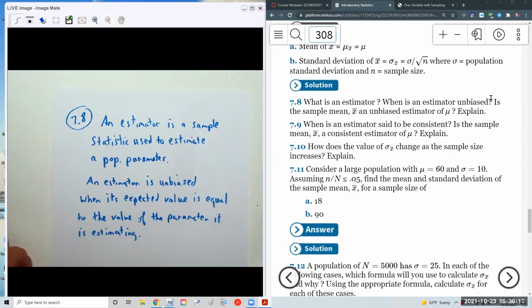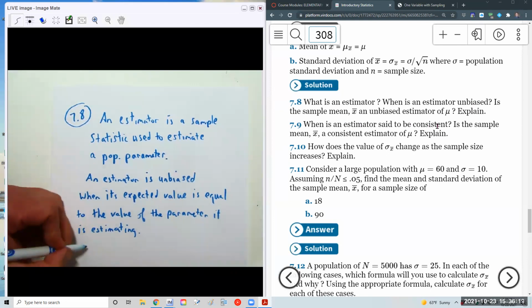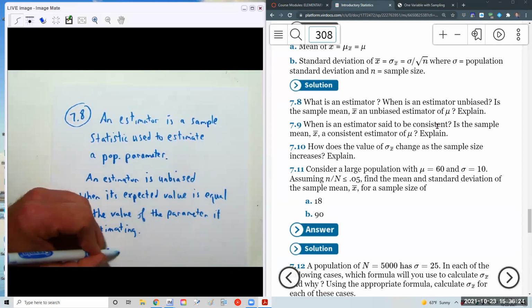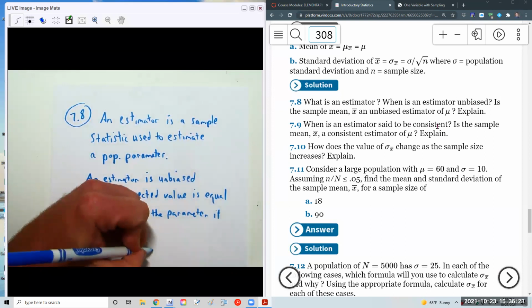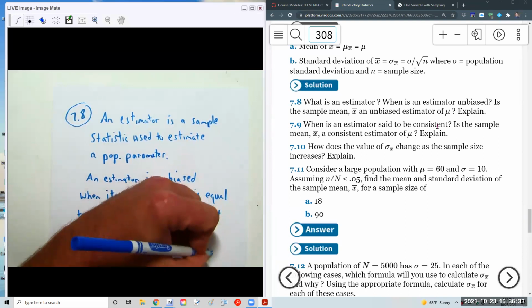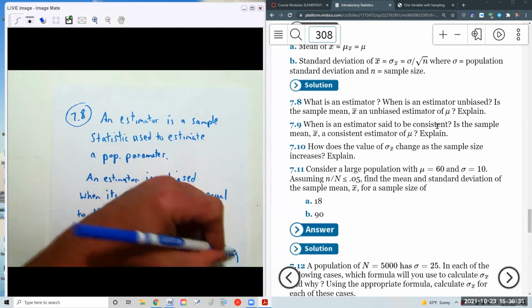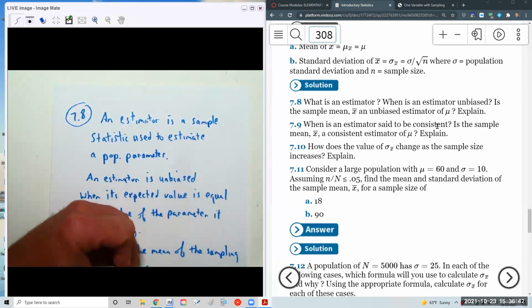And let's see, what was that last question? Is the sample mean x bar an unbiased estimator of mu? And the answer is yes, it is, since the mean of the sampling distribution of x bar is equal to mu.